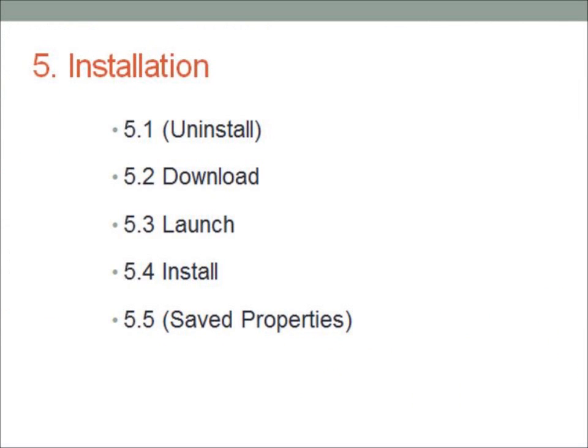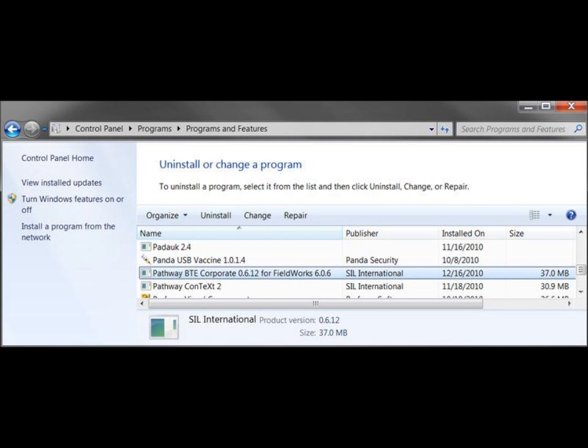Finally, we'll demonstrate how easy it is to install Pathway. First, if you have Pathway already installed, you have to uninstall the old version before installing the new one. From the Start menu, use the Control Panel. Choose Add or Remove Programs or Uninstall. Select the Pathway program that was installed previously and launch the uninstaller.